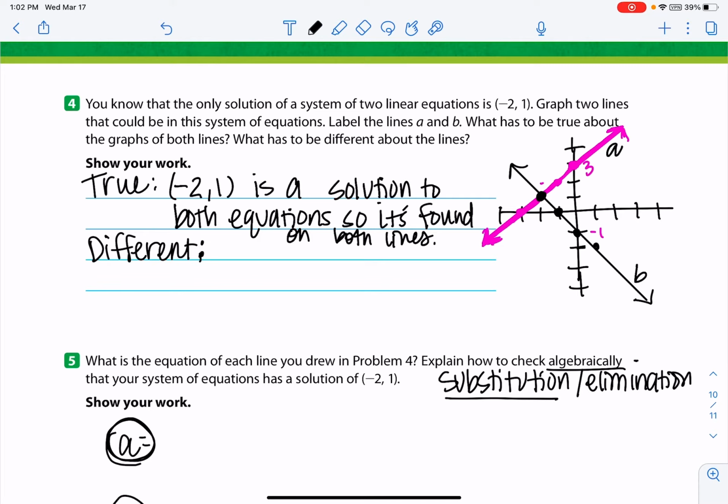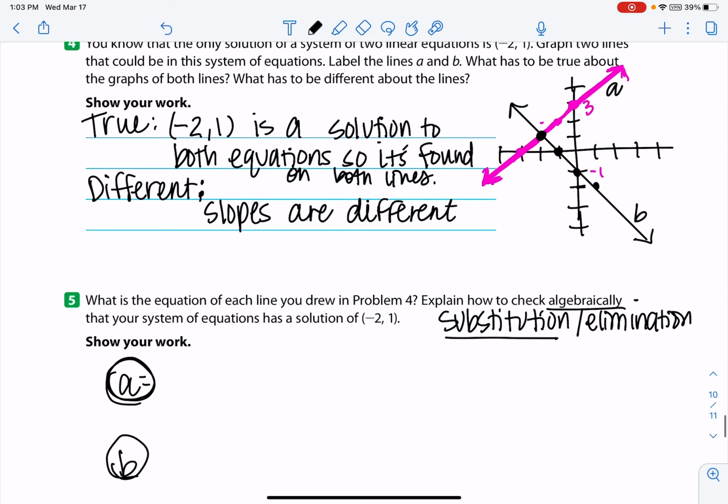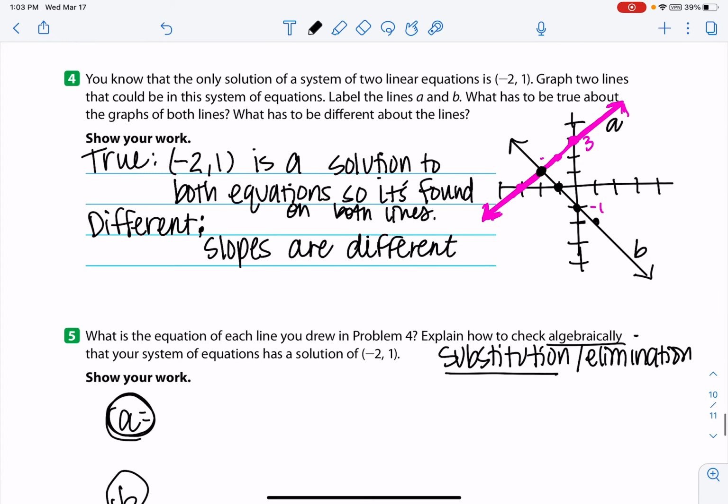And then what's different about them, if you notice, whether you made one of your lines' slopes positive, the other negative, even if you made them both positive, no matter what, they have to have different slopes. So what's different about them is the slopes. Slopes must be different. Okay. All right, and it said it was the only solution, so they had to have different slopes. They could not be the same line.